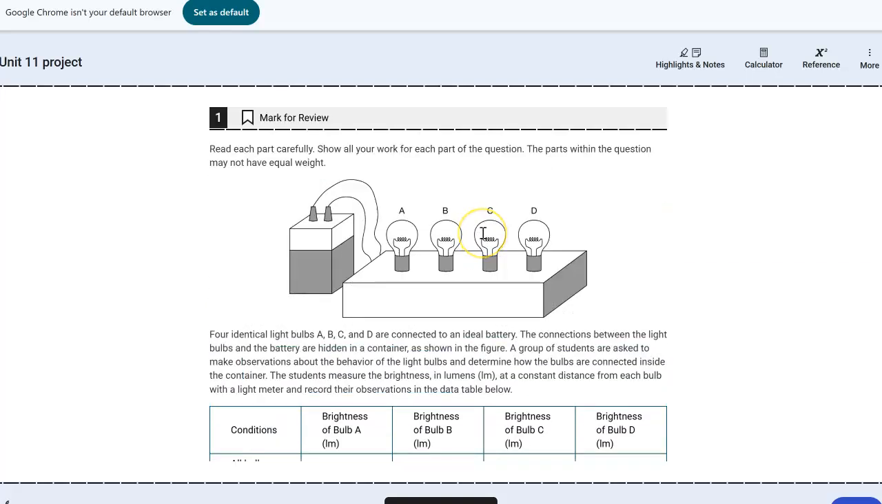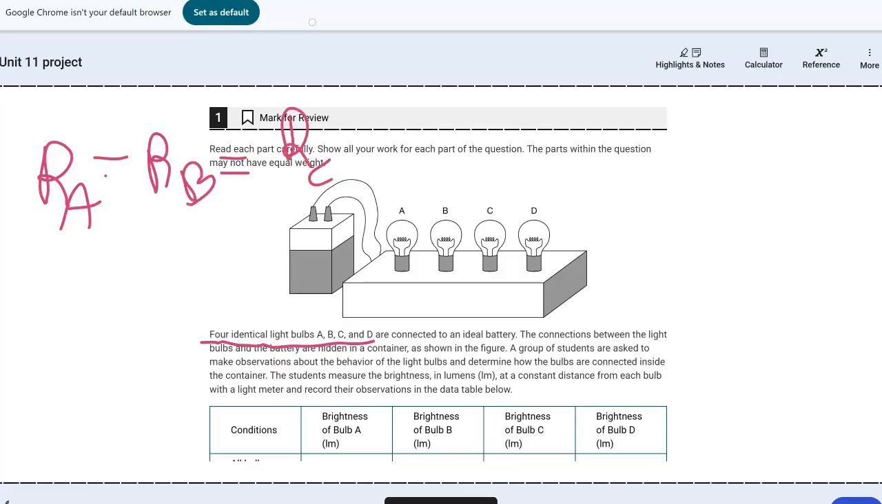Hello, this is the first FRQ of the Unit 11 project, and let's get right into it. So we have four identical light bulbs, A, B, C, and D, and since they're identical, that means their resistances are also identical.